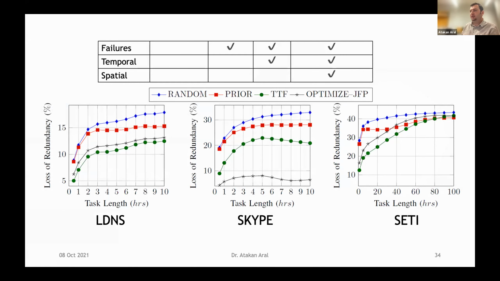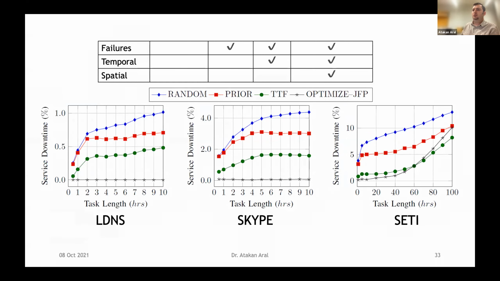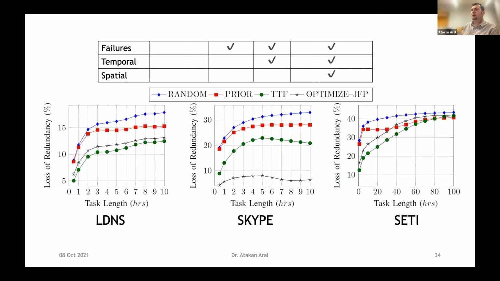Higher loss of redundancy. But if I go back to the previous results, overall downtime was lower, which means the deployments that we propose can tolerate loss of redundancy better than other algorithms. So even if some failures happen, they can tolerate this kind of failures.